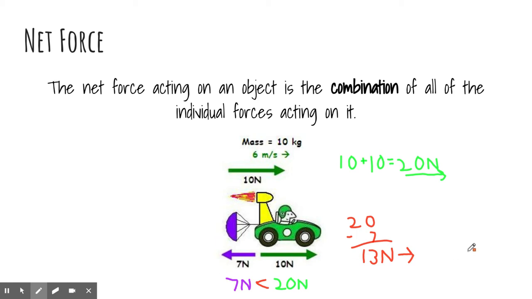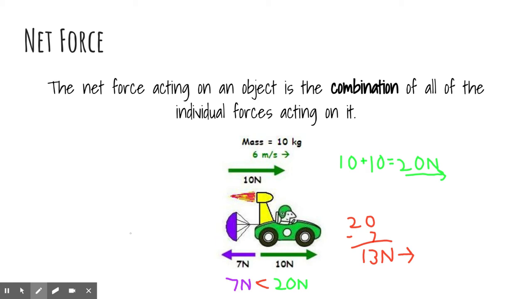So that is essentially how we calculate net force. We add up the forces that are going the same way, and we subtract the forces going in the opposite way. Whichever side is larger, essentially the object moves in that direction. So that's how we do it.